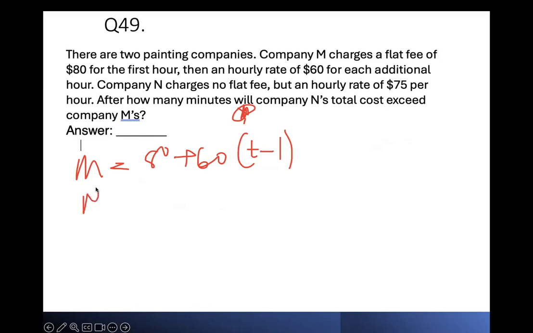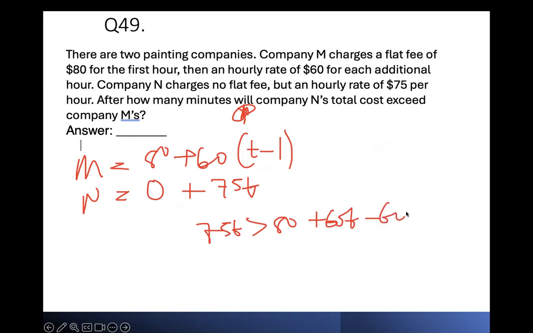Company N has no flat rate, 0. It's going to charge you 75T no matter what. Now, how many minutes will company N make more money than M? Therefore, 75T is greater than 80 plus 60T minus 60.